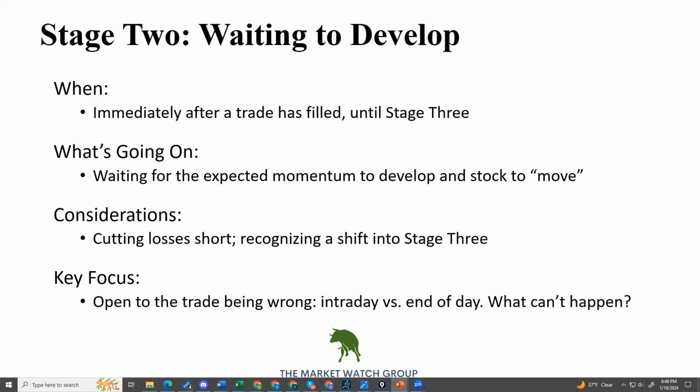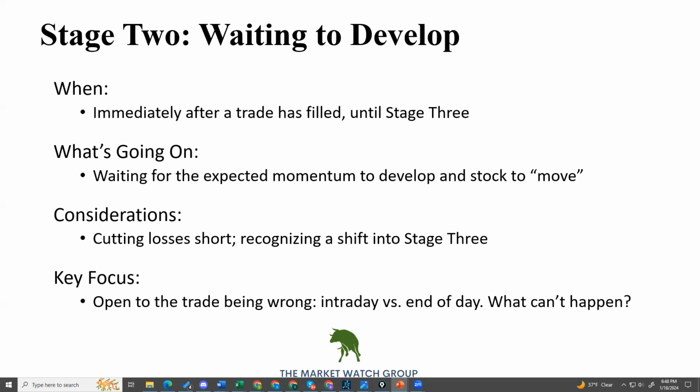A trader gave a quote one time that resonated with me. He said, if I'm walking down the tracks and I see a train coming, I get off the tracks. That's phenomenal advice. Well done. Same thing with a trade, right? Train's coming, get off the tracks. That's what we're thinking about in stage 2.